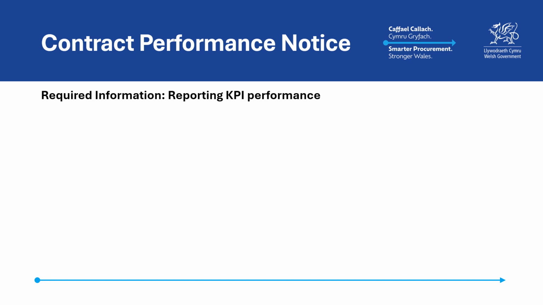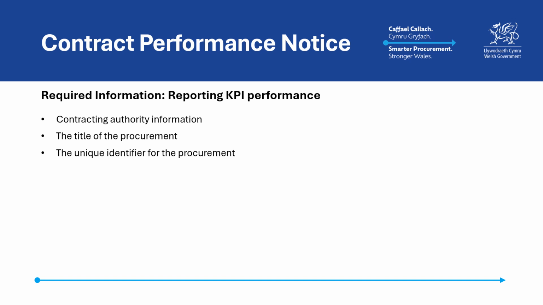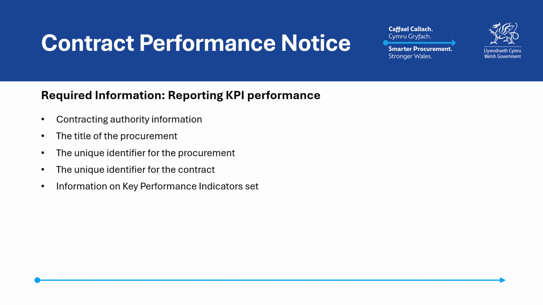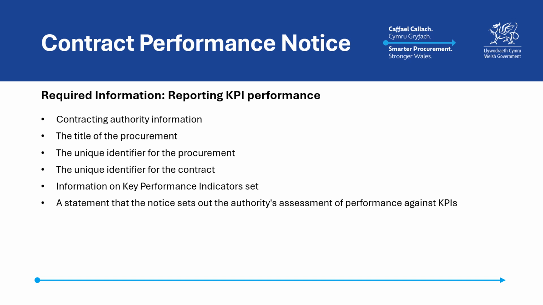The information is information about the contracting authority, the title of the procurement, the unique identifier relating to the procurement, the unique identifier relating to the contract, details of the key performance indicators set in accordance with Section 52 of the Act, a statement that the notice is being used to set out the contracting authority's assessment of performance against the key performance indicators, information about each supplier whose performance has been assessed, such as the supplier's name, contact postal address, and the unique identifier for the supplier.